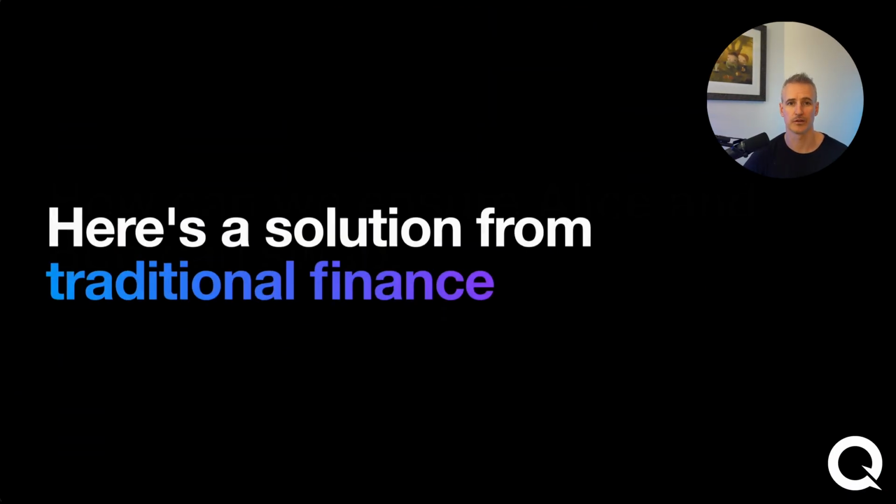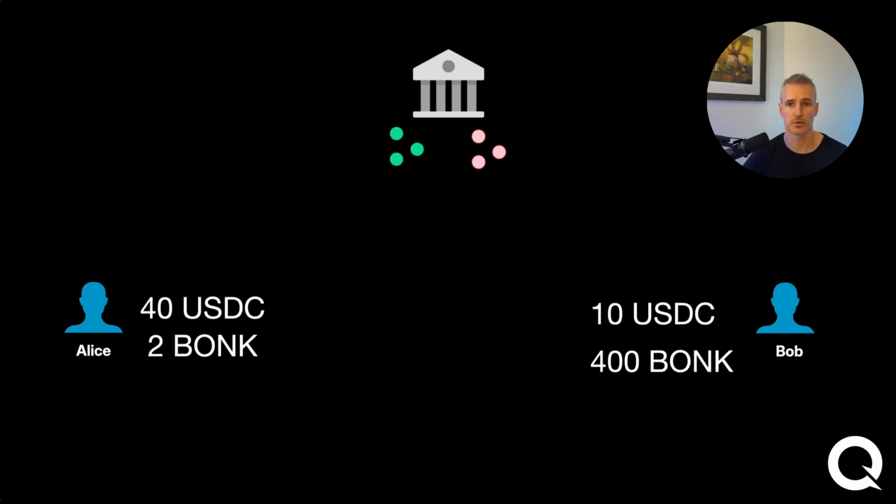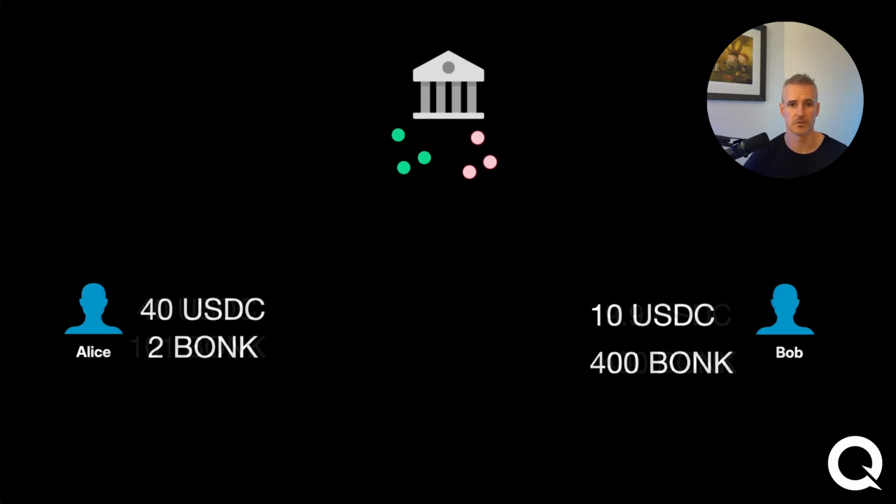So here's how they handle that in traditional finance. Alice sends her funds to a trusted third party, and that trusted third party will hold her funds in escrow until Bob has done the same. Once both sides have completed their part of the transaction, the trusted third party distributes the funds to their destinations. But, as you can see, it also takes a percentage for itself.